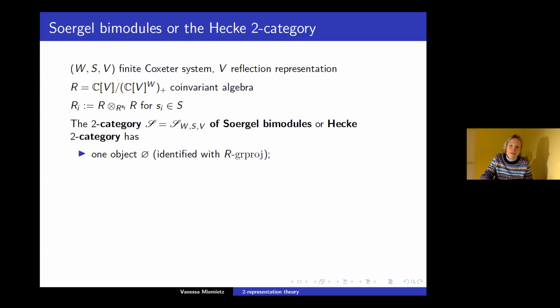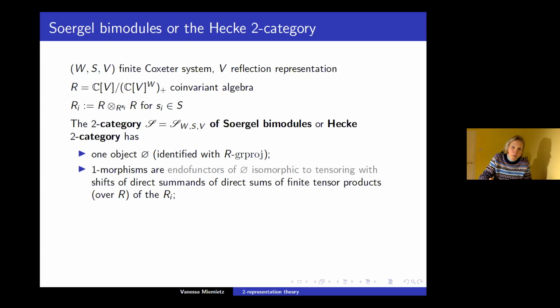So now the 2-category of Soergel bimodules, or the Hecke 2-category, has one object. I could just talk about monoidal categories, but then I would need to reformulate all of our abstract results in that language. So this is one object which we identify with graded projective R-modules. And the 1-morphisms are shifts of direct summands of direct sums of finite tensor products of these R_i. So we take the R_i, we tensor them together, and we shift them around in our grading.